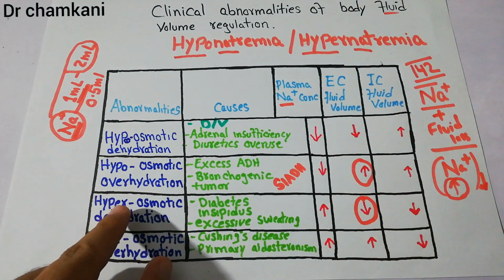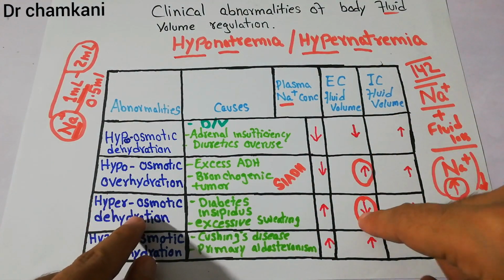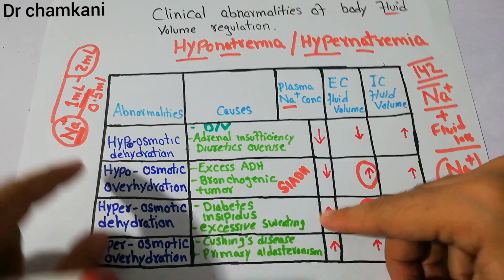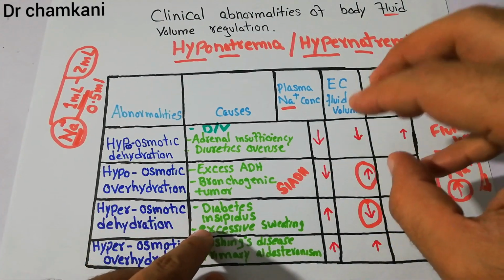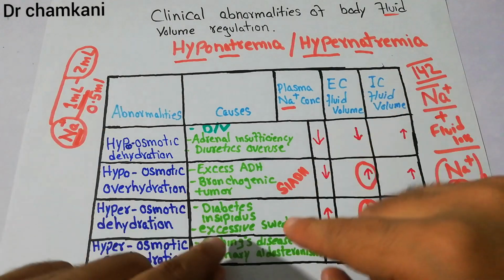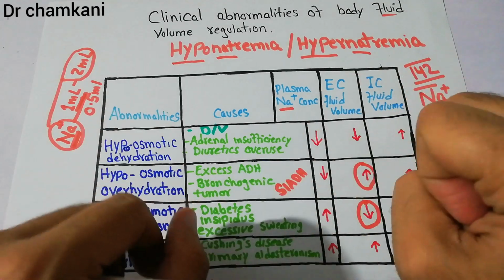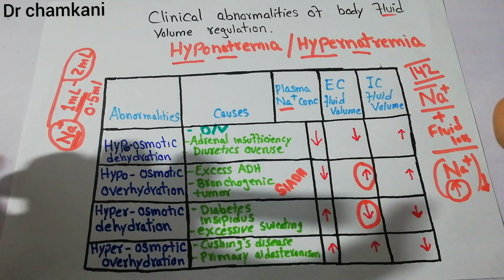Now here, the osmolarity has increased and the fluid has decreased. So it is a hyper-osmotic condition, in which the sodium concentration has increased along with the dehydration, in which the fluid has decreased, or a lot of fluid has been lost in sweating or in diabetes insipidus due to inability of ADH to perform its function of absorbing the water from the kidneys.